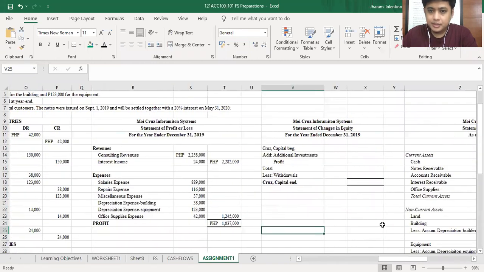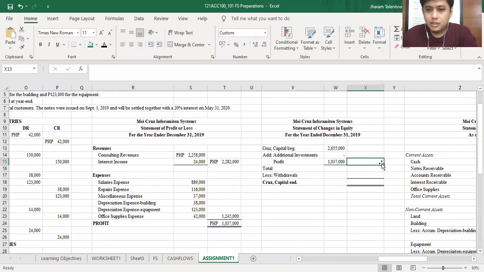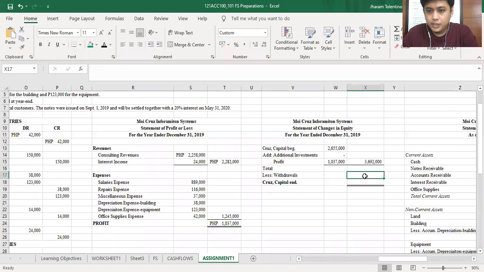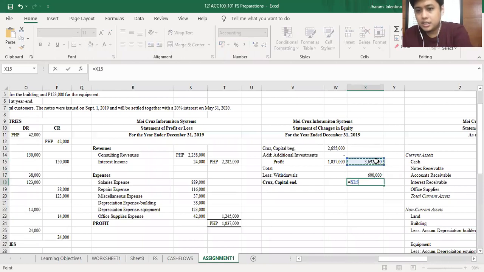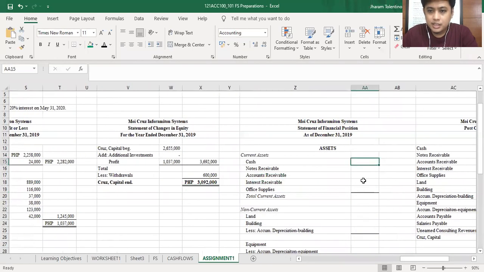2,655,000. So, meron bang additional investment? Wala. So, 0. Profit for the period, meron. Yes. Copy mo lang yun nandoon. Then, get the total. Less withdrawal of 600,000. I'm sure of it. 600 niya. Okay, so we have the new capital balance of 3,092,000. Okay, then the rest, copy na lang natin.